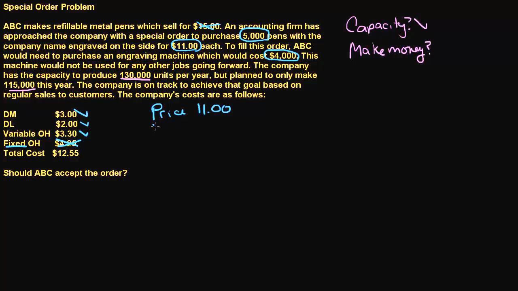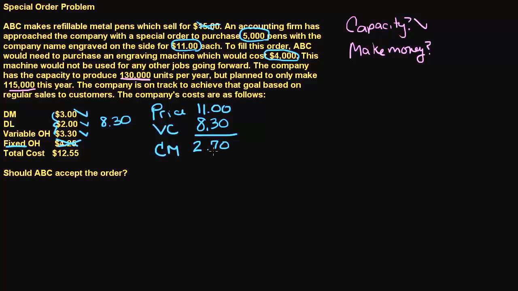Next, let's calculate our total variable cost. Total variable cost is 3 plus 2 plus 3.30. So that is $8.30 in variable cost. All we did is we added these three together. So my contribution margin is $2.70 per pen. Okay, so now we already know that we've got positive contribution margin.